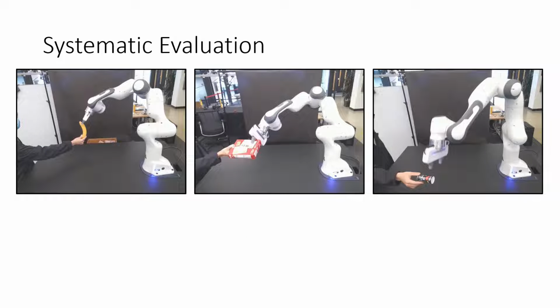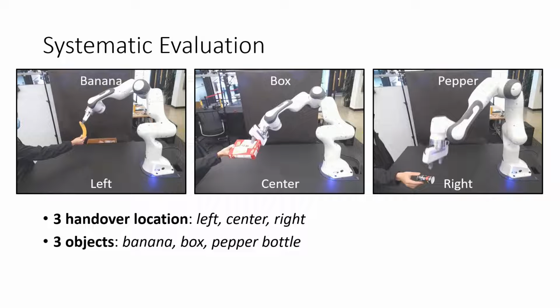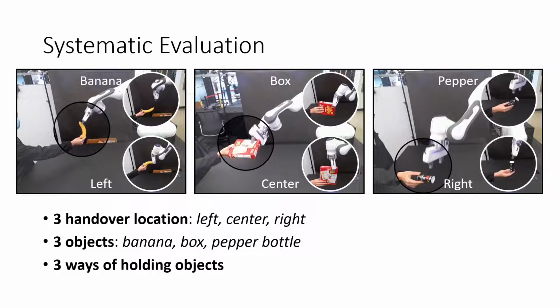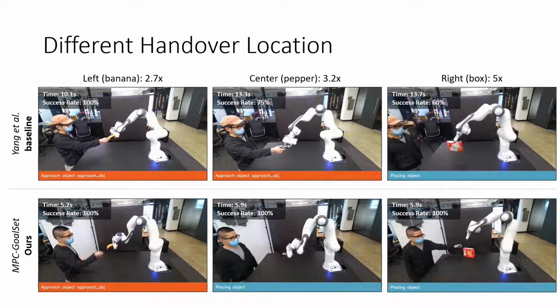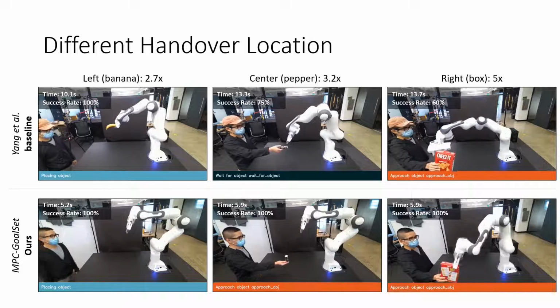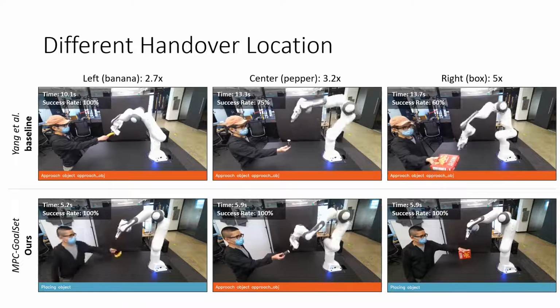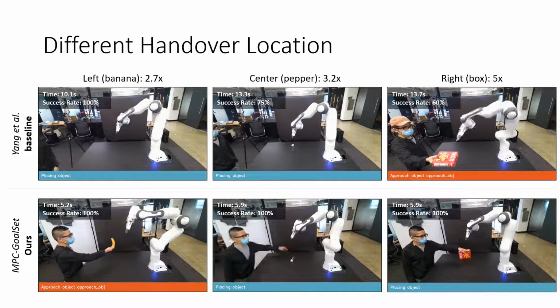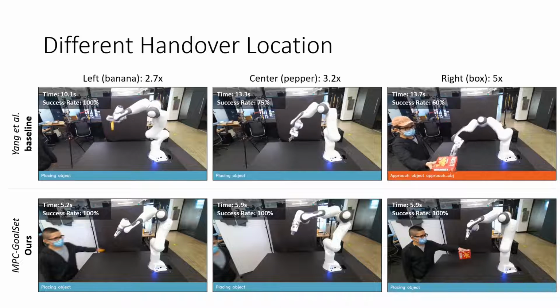We conducted a systematic evaluation with handovers from 3 different locations with 3 objects. For each experiment, we repeat until 3 successful trials have been recorded. For each trial, we hold the object in a different way, and we report the average approach time and the success rate. While the previous system struggles with smaller objects, such as the pepper bottle, our system is more robust. The prior system also has difficulty grasping the big box from the right position. In general, our system has higher or similar success rate for these cases with much lower execution time.